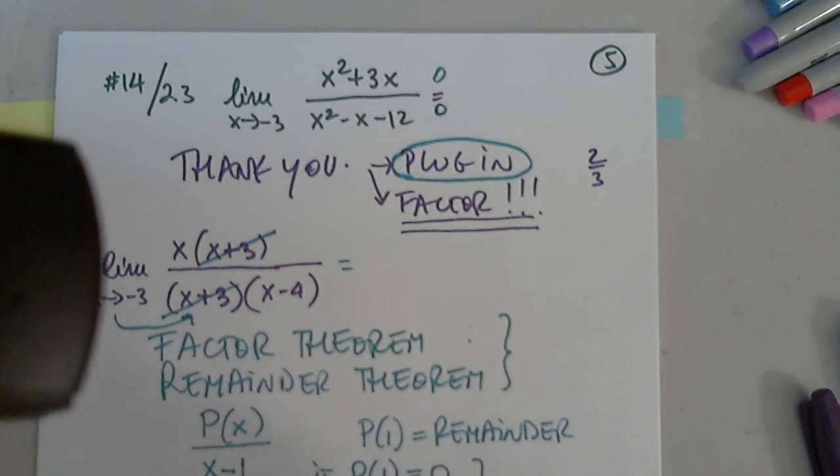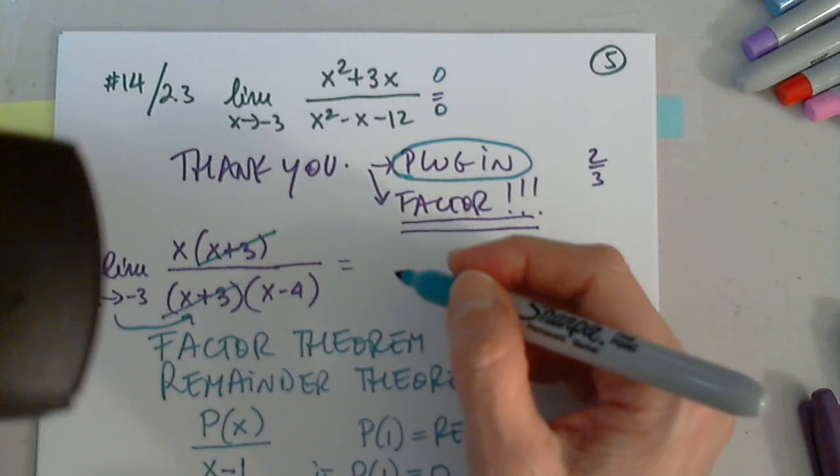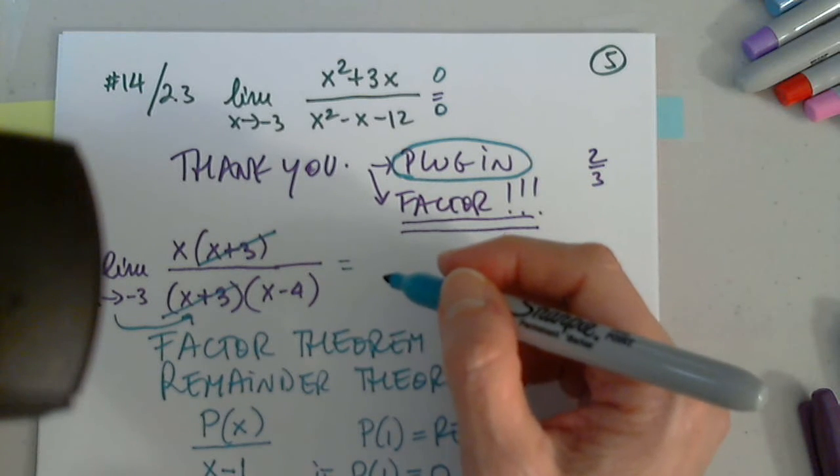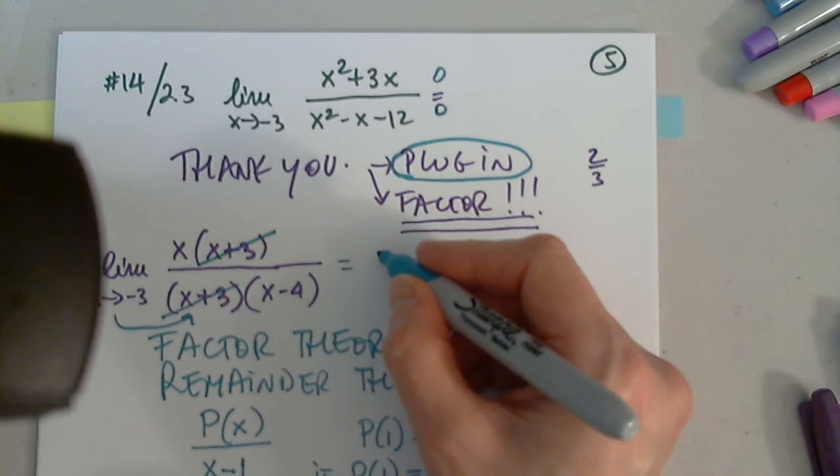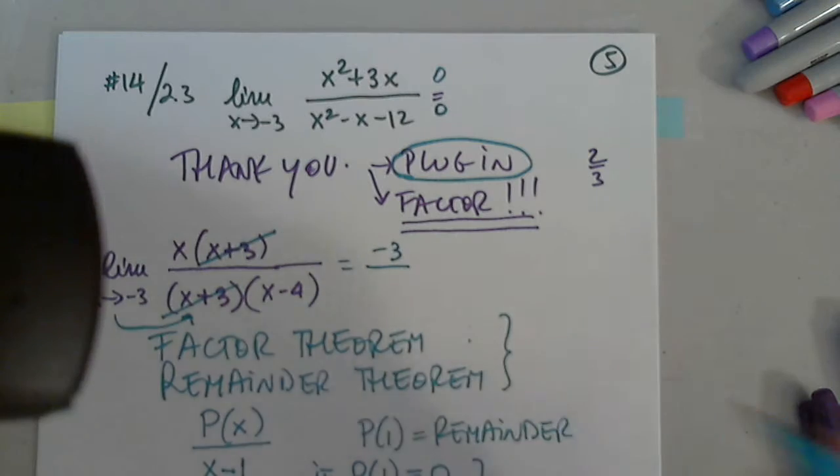Can anyone give us the numerator? Where does the numerator go? So now I can use the limit law. The limit of the top and the limit of the bottom. What is the limit of the top? Derek? Negative 3. Excellent. What is the limit of the denominator?